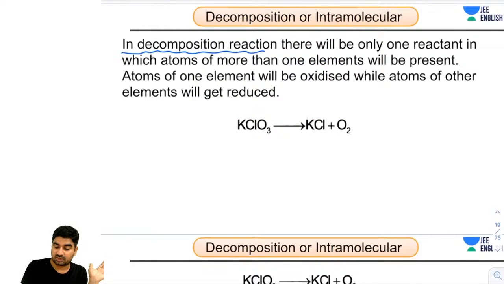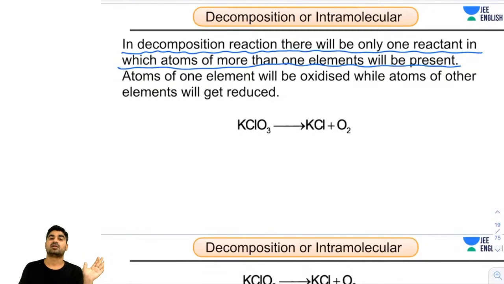In a decomposition reaction, there will be only one reactant in which atoms of more than one element will be present. Right? Yes, Anjali Roy, very good. So how will you identify the decomposition reaction? There will be only one reactant in which atoms of more than one element will be present.